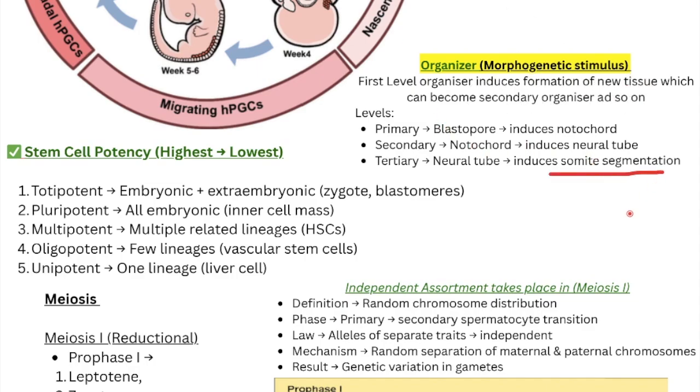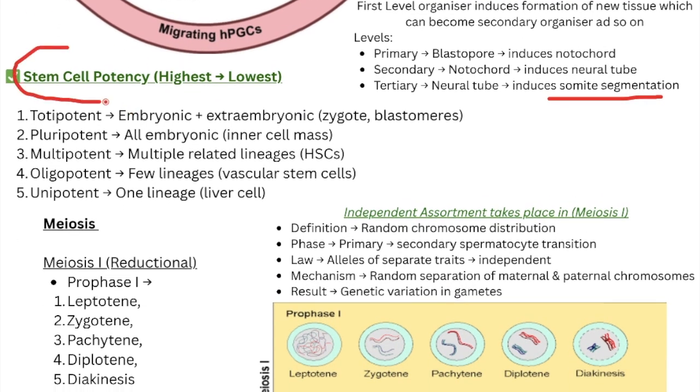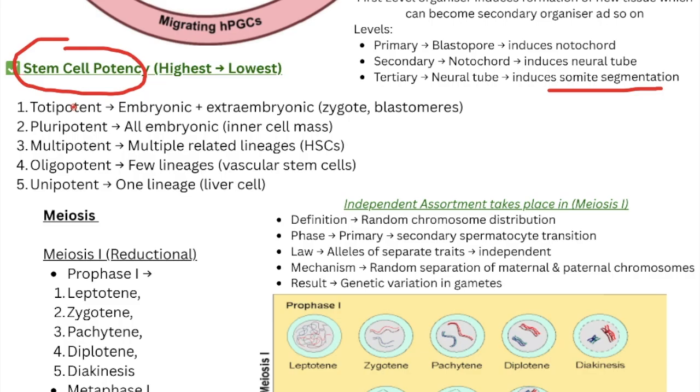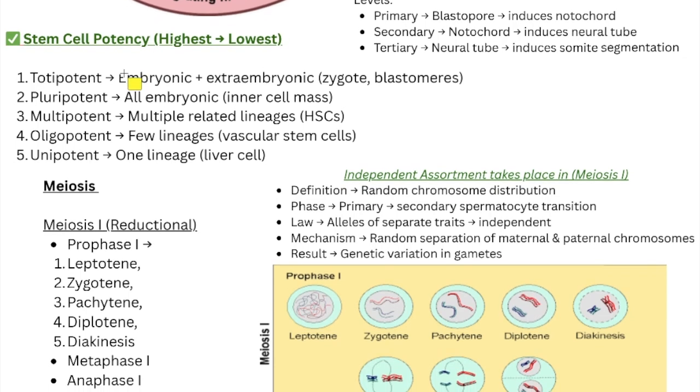This leads us to a fundamental concept, stem cell potency. Potency refers to a stem cell's ability to differentiate into other cell types. We can rank this from highest to lowest potential. The highest level is totipotent. These cells can form all embryonic and extraembryonic tissues, like the placenta. The zygote and the early blastomeres are totipotent.